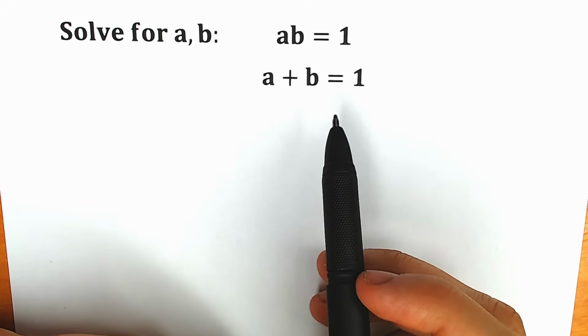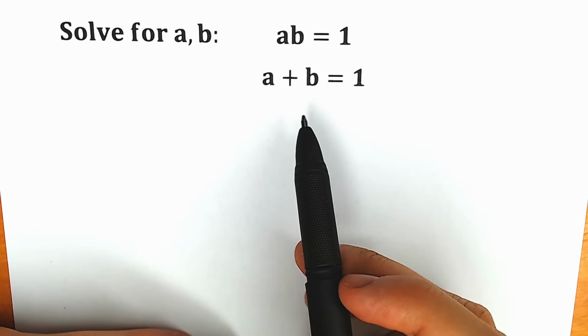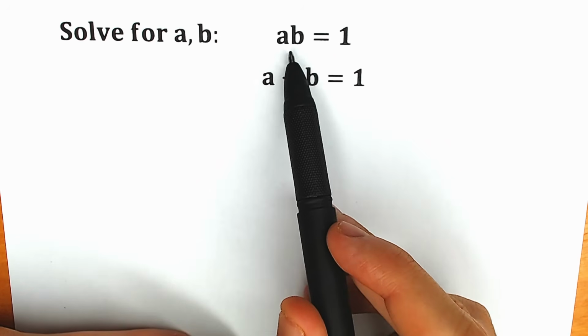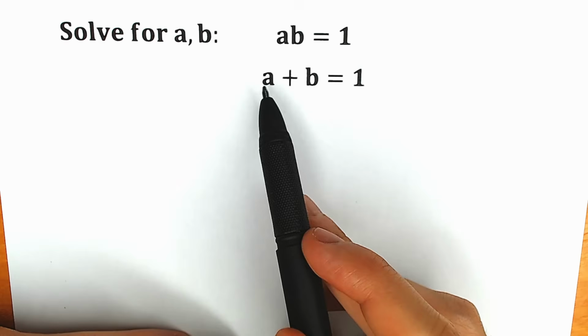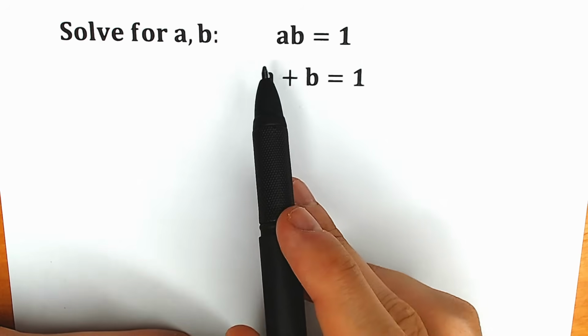Today we have a very interesting, quick, I would say relaxing algebra question. We know that the product a times b is equal to 1 and the sum a plus b is equal to 1, and we need to find a and b.